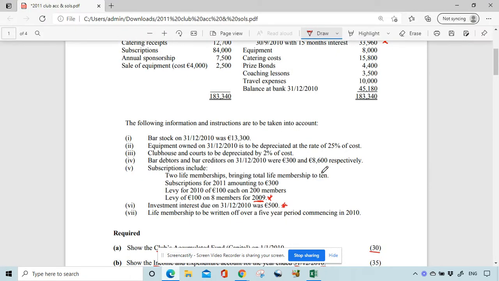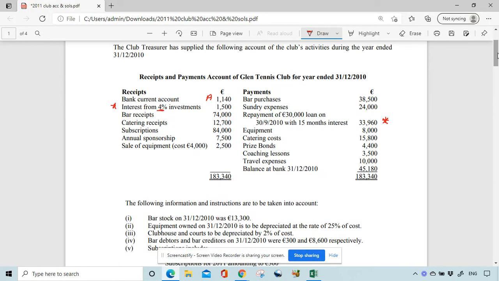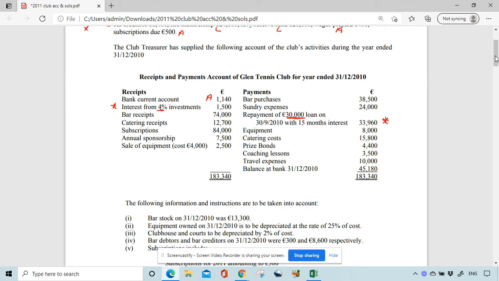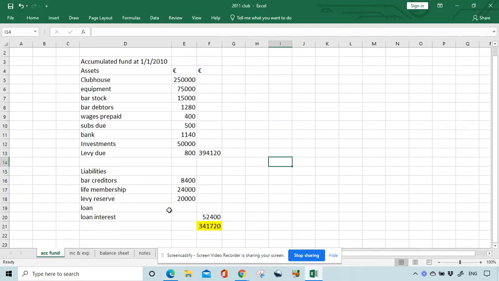So let's take a look there. This is a very common note. You have a repayment of a 30,000 loan. So they've told us how much the loan is in this question. So let's go straight to loan and put in 30,000. Okay, easy.